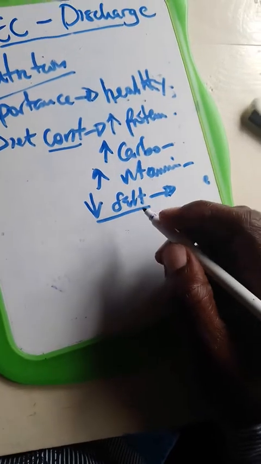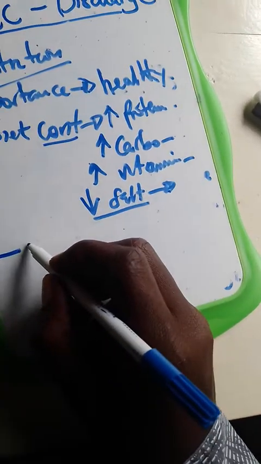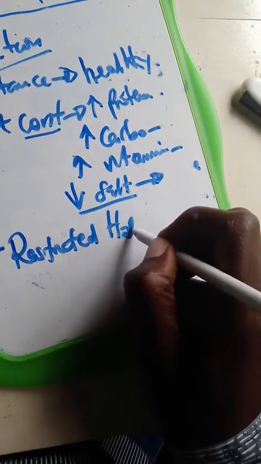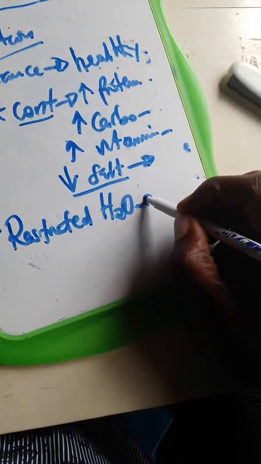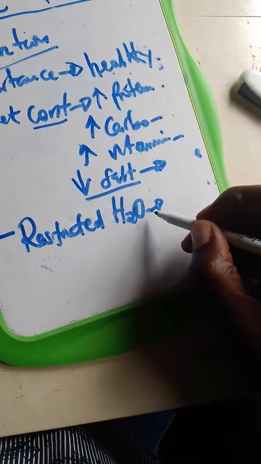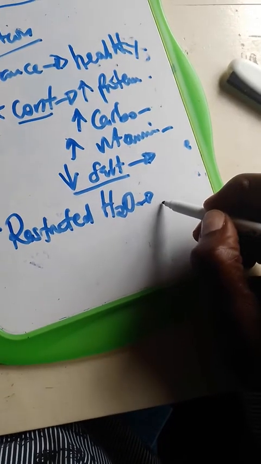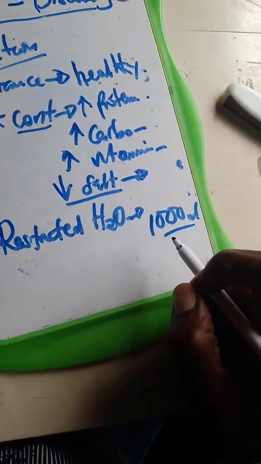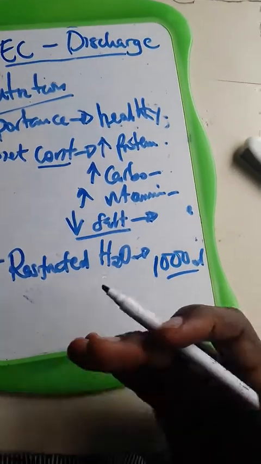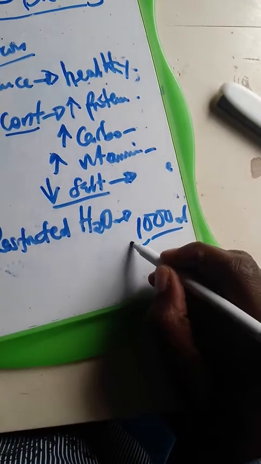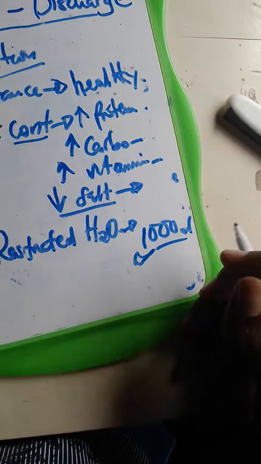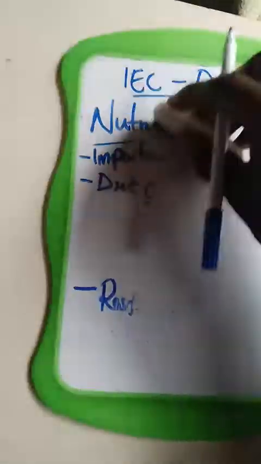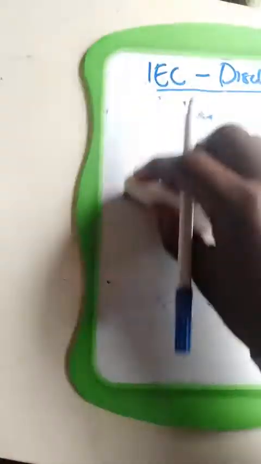Then we look at restriction of fluids, restricted H2O, which is water or fluids. You need to explain why their diet shouldn't contain a lot of water. For example, they are restricted, maybe per day they should drink 1 liter, which is 1000 mils per day. You need to explain according to the condition. For example, renal conditions, those who have renal failure, you need to explain why fluids have been restricted. We don't want them to have edema or hypertension because of fluid retention. So we move on to the other one.